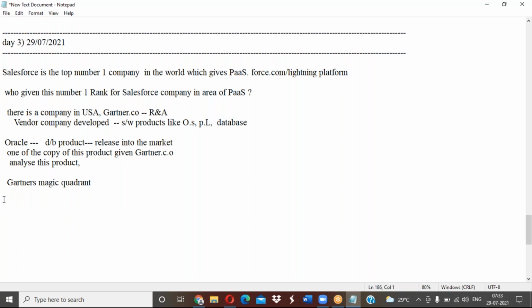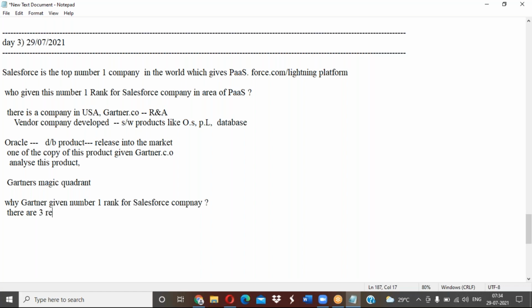Now, my question is, why did Gartner give the number one rank to Salesforce company? That is the question here. What are the specialties of Salesforce? What is the significance of Salesforce? That is the point I'm going to discuss. There are three reasons. Listen to the class carefully. This information you cannot get anywhere in the market. Listen to the class, all of you.